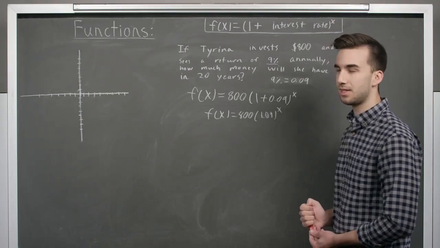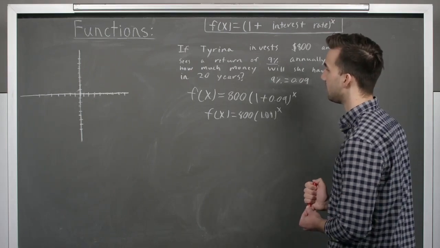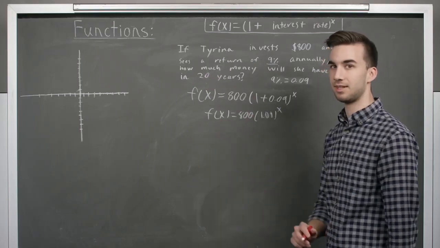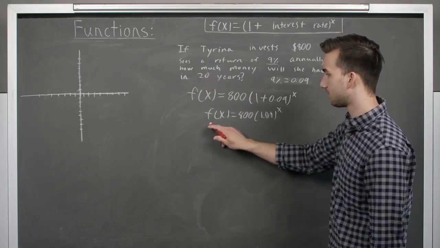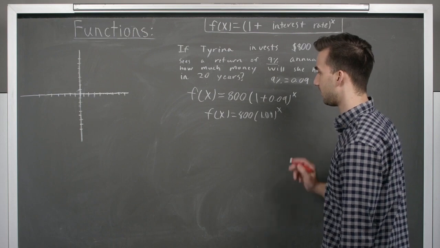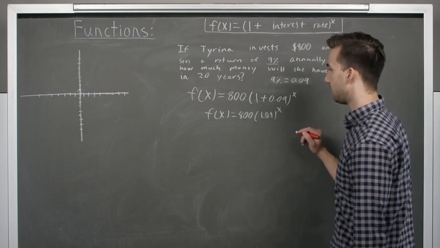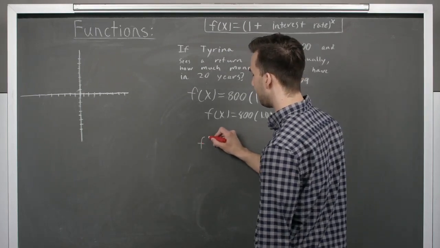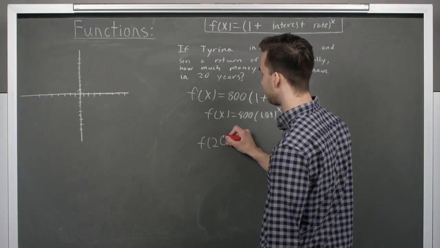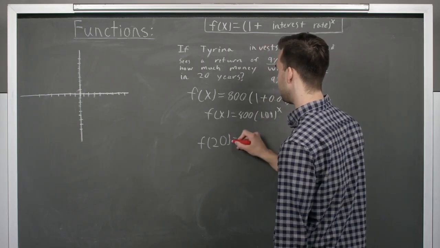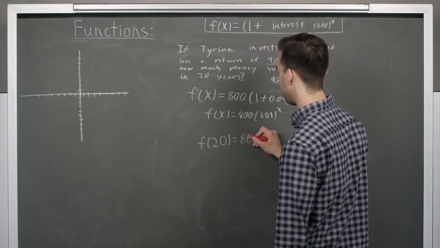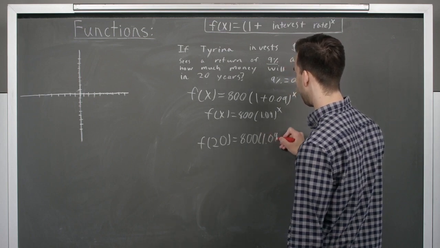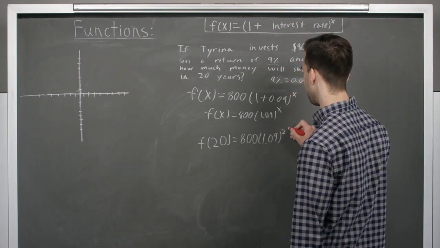So the question is, how much money will she have in 20 years? We can just plug the 20 in as the x value. And if everything works right, this function should give us the amount of money she will have in 20 years. So let's go ahead and do that next step. F of 20 is equal to 800 times 1.09 to the power of 20.